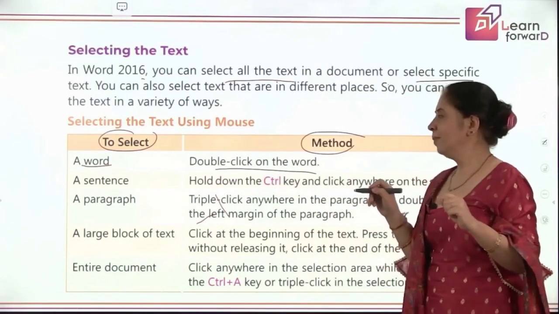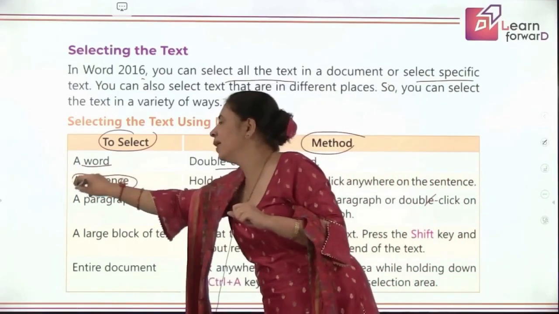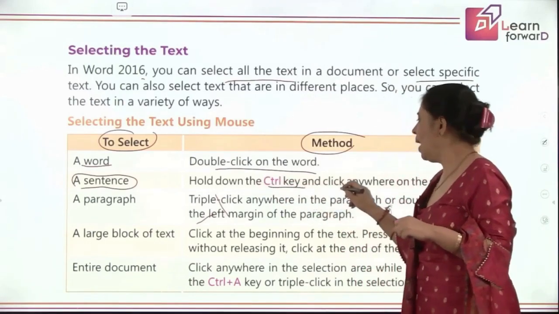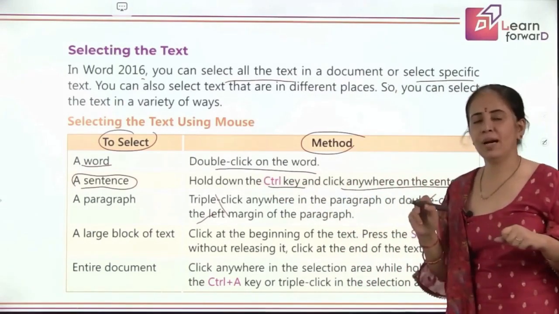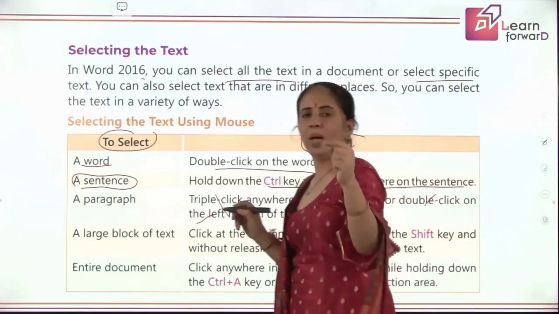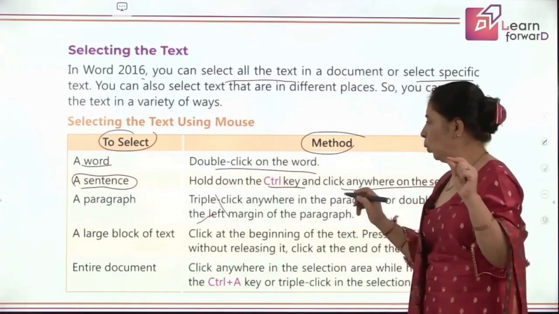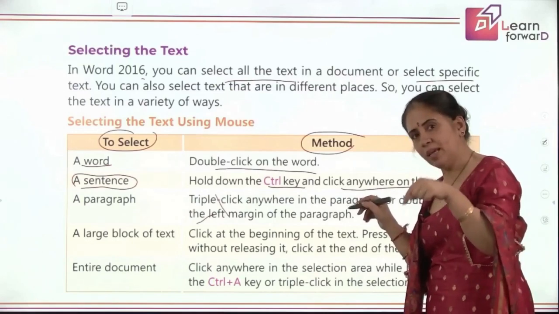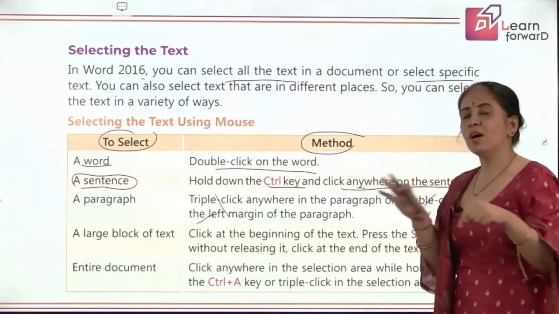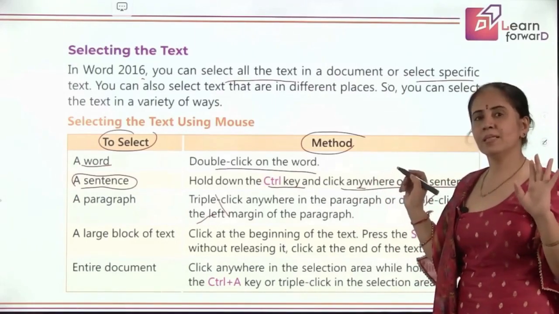Got it? Now, if you want to select the entire sentence, then what to do? Simply hold the control key and click anywhere on that sentence. What is a sentence? Starting after a full stop to another full stop. Press the control key of the keyboard and then click anywhere on that particular sentence. That sentence will be selected.